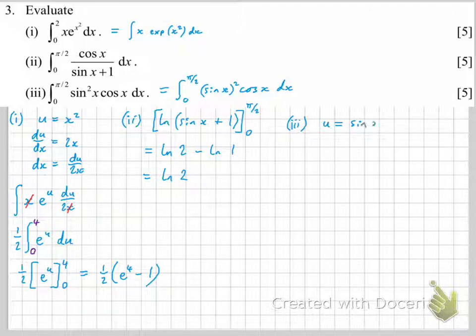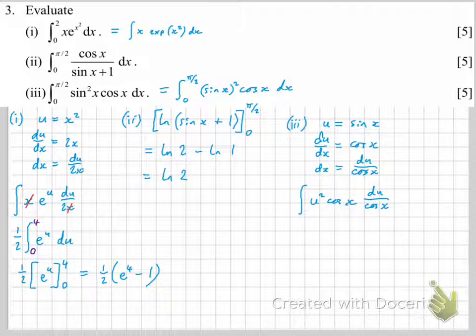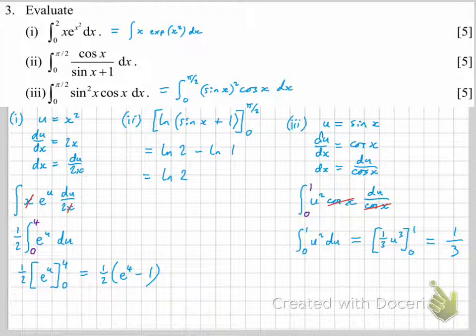So u equals the inside function, go through the motions. Okay, at this stage the cos x's will cancel, don't forget your new limits. And it's pretty easy from there. We get our answer, which is just a third.